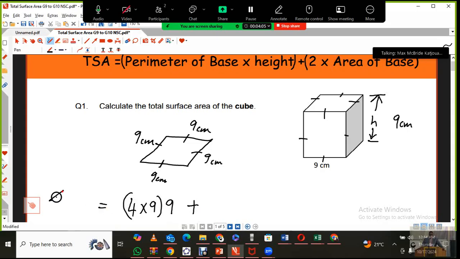So we are calculating the total surface area. That means there's another one, but I'll show you. All this area of these squares added together, there are 6 of them, né? And then 2 times the area. The area of the base happens to be side times side, which is 9 times 9. And 2 of them, 2 times that.